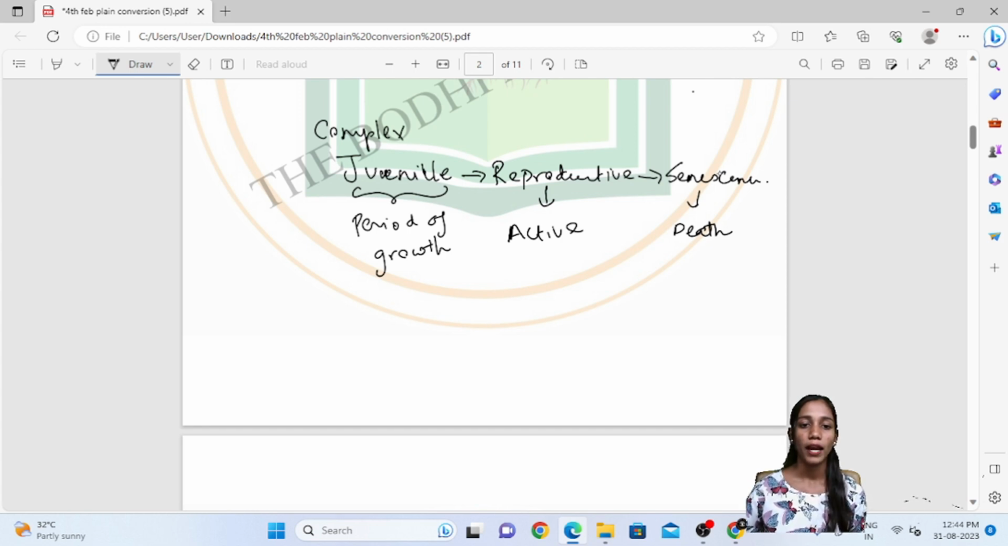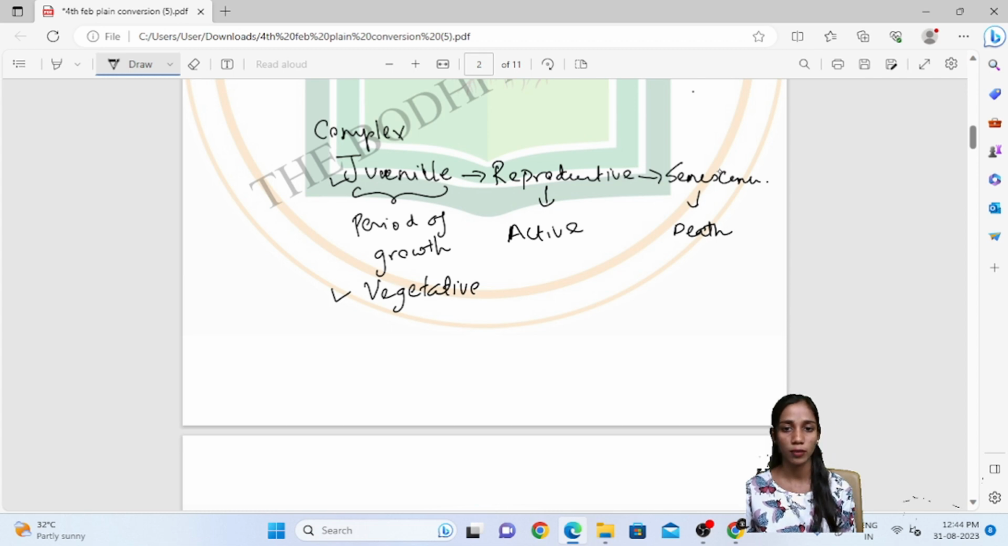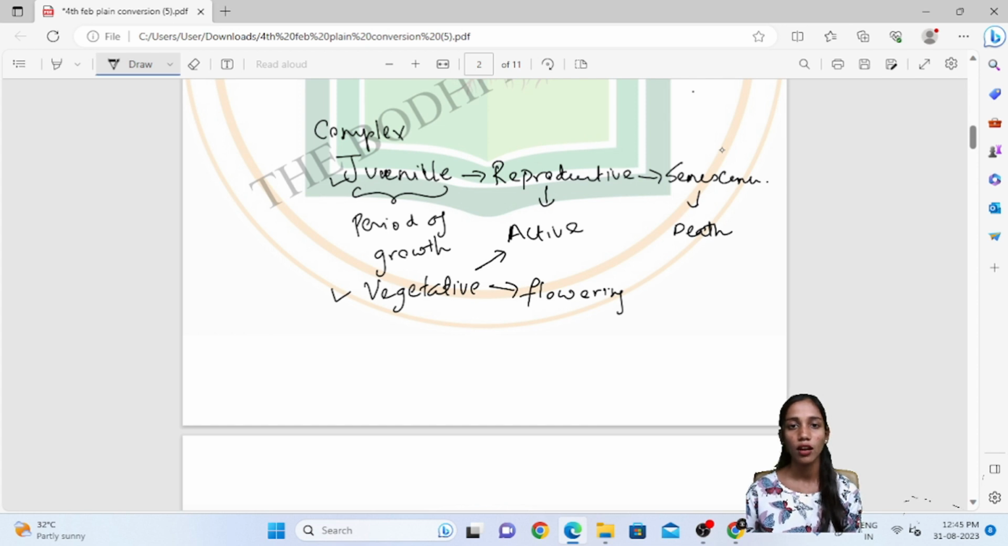So this is in the animals. In the plants, the juvenile phase is called the vegetative phase, and further it is the reproductive phase, and then the senescence stage. Now the reproductive phase of the plants is mostly when the plant starts flowering. When the plant starts flowering, that becomes the reproductive phase of the organism.